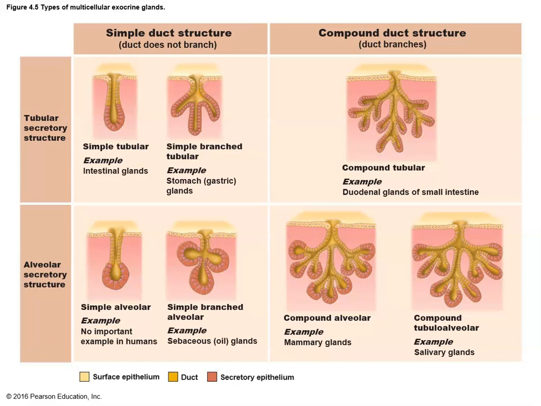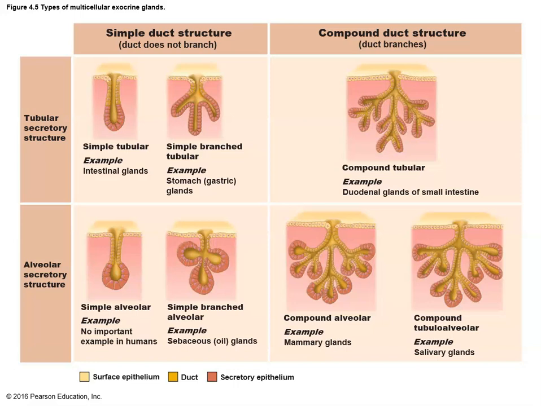Compound alveolar would be just like the compound tubular: multiple ducts, with multiple alveolar endings at the end of each one. And then to get really complicated, we can have a compound tubulo-alveolar, meaning the duct is branched in multiple branches. At the end of each duct, we have multiple endings, and we have both tubular endings and alveolar endings. So every concept we've seen so far here in exocrine glands, all in one.